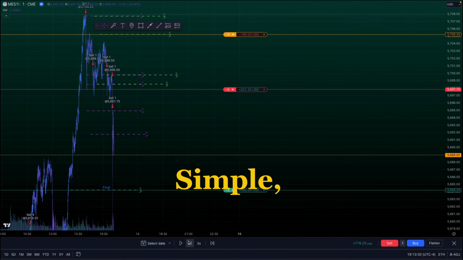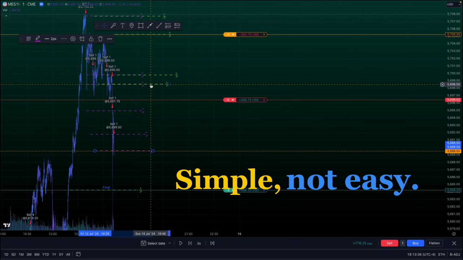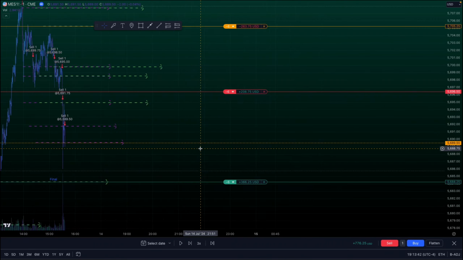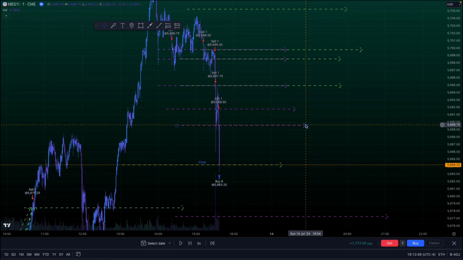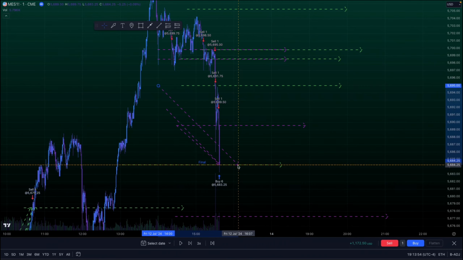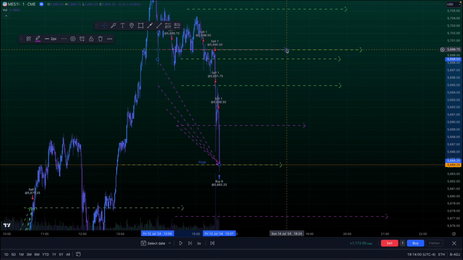Trading is simple, but it's not easy. But if you are persistent enough where giving up is not even an option you consider, it will give you the life that you desire.